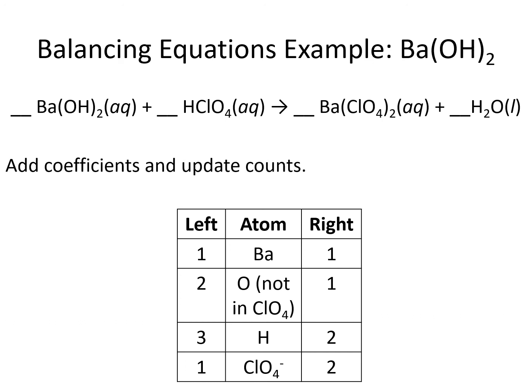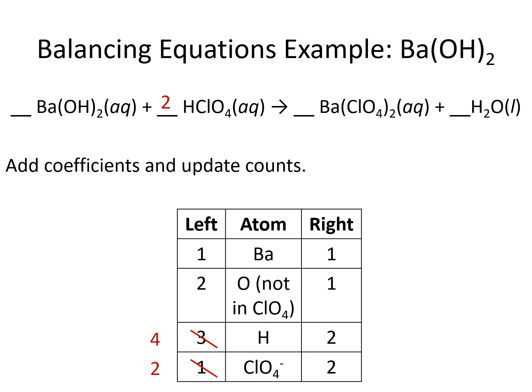My first step is going to be balancing the perchlorates by putting a 2 in front of the perchloric acid. That updates the perchlorates, so now they're going to match. But that also updates the hydrogens. Now I have 4 total hydrogens on my left-hand side, 2 from the hydroxide and 2 from the acid. Now both barium and perchlorate are balanced.